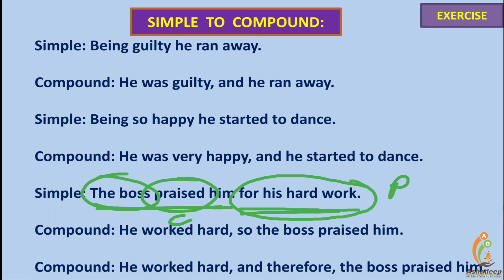Let us convert it into a compound one. He worked hard, so the boss praised him. So the boss praised him. That's the result of his working hard. So is the conjunction used to connect these two parts. Both are clauses. The boss praised him, clause. He worked hard. It's also a clause.